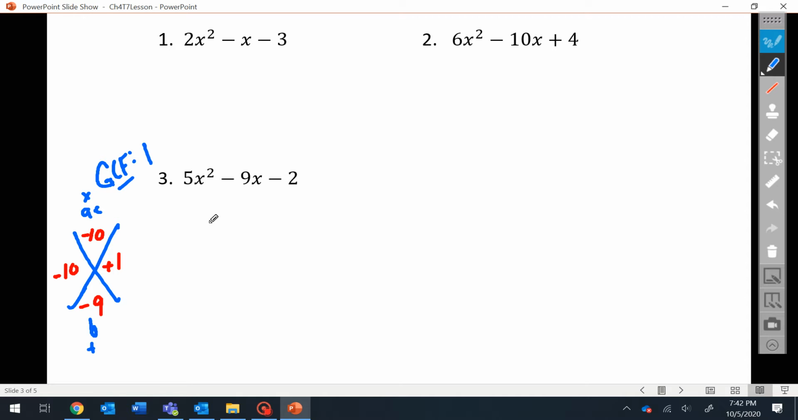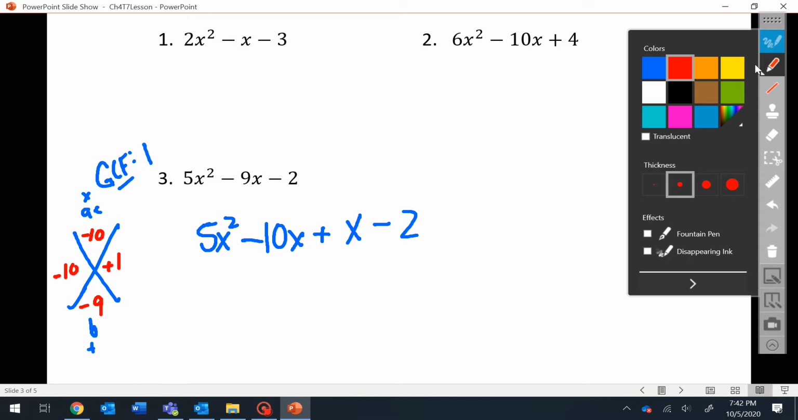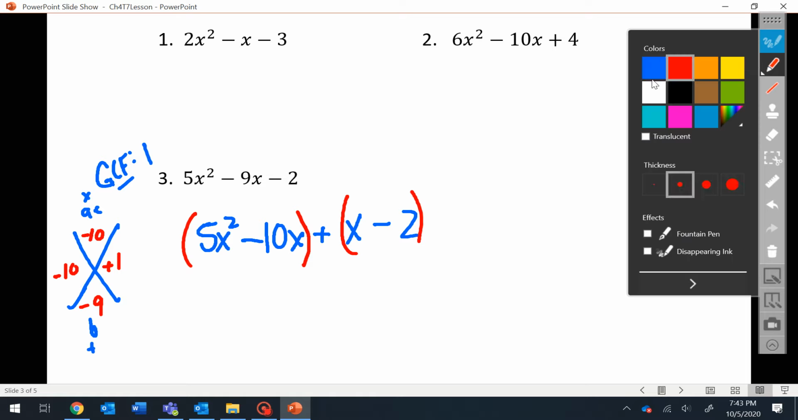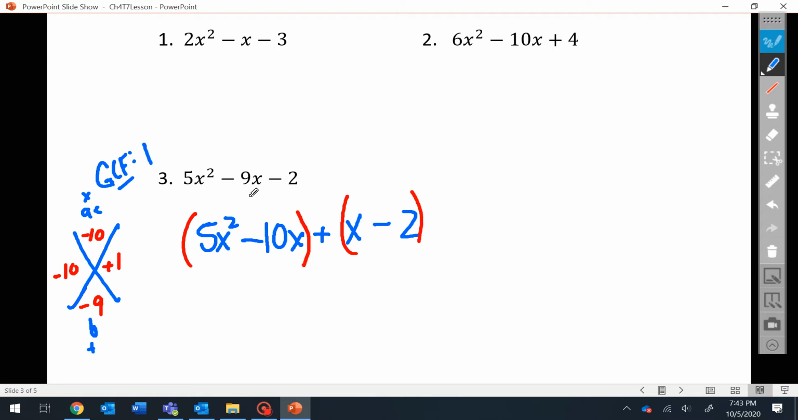So I have 5x squared minus 10x plus 1x, or just x, and then minus 2. And I'm going to factor this by grouping. So I'm going to group the first, I'm going to group the second, and then I'm going to factor the GCF out of each of these.